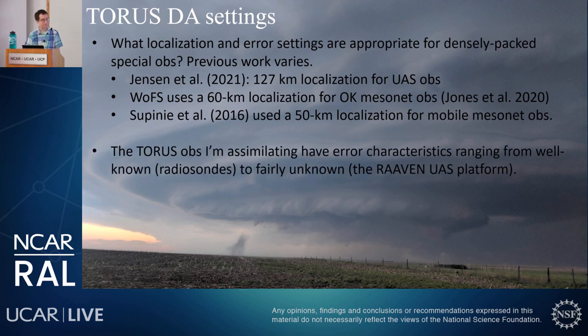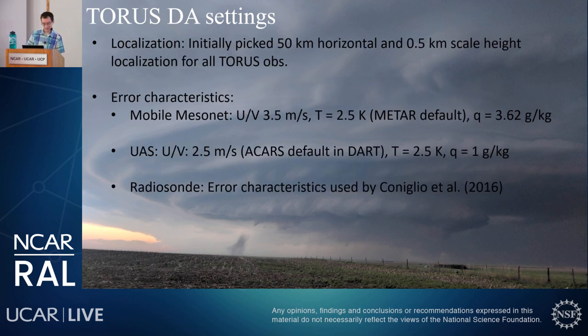For the TORUS obs I'm assimilating, the next kind of setting we want to look at is error characteristics. They range from really well known, like radiosondes, where we know what those error characteristics are, to fairly unknown. For the Raven UAS, we really don't have a good handle on that yet. So I ended up deciding on a 50-kilometer horizontal localization and half-kilometer scale height localization for all the TORUS obs.